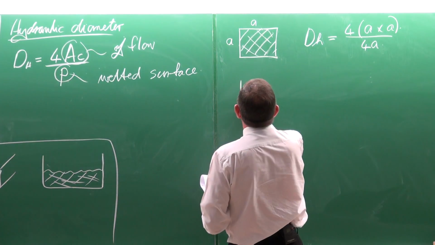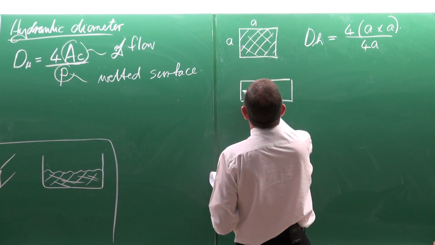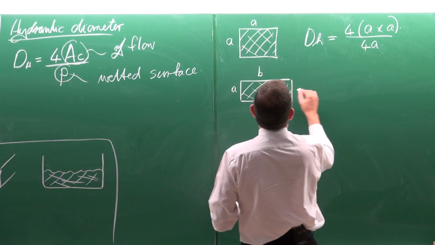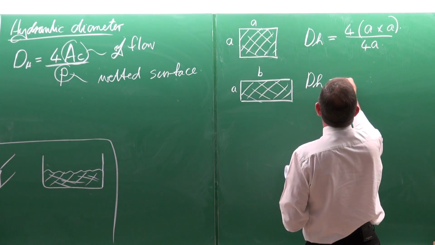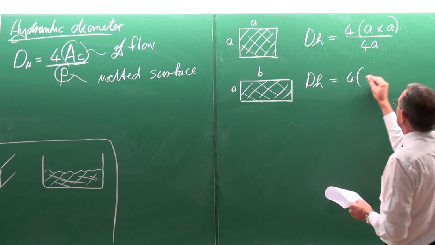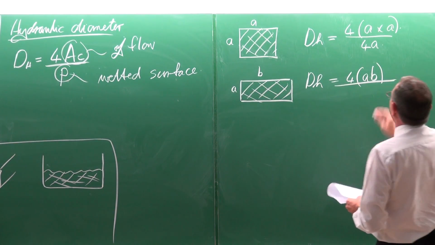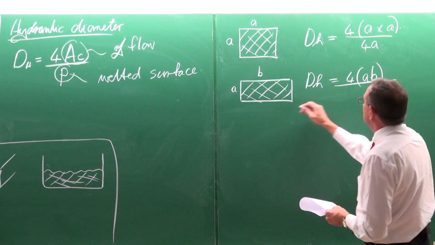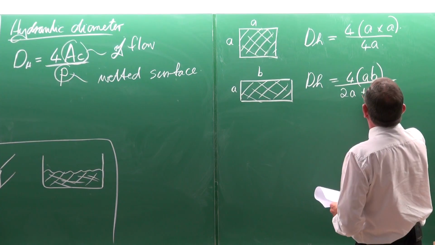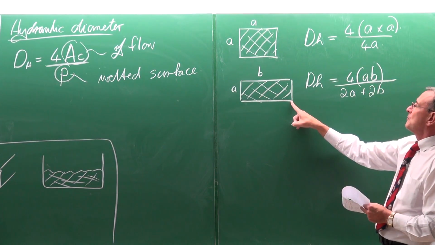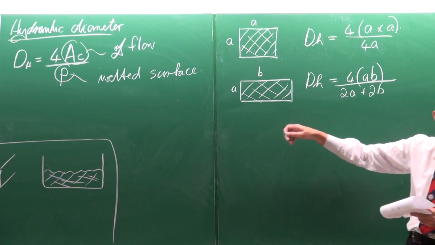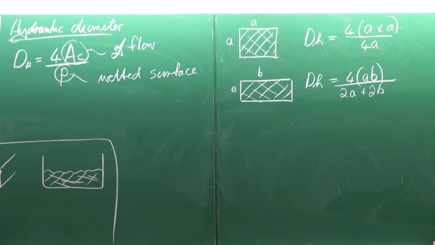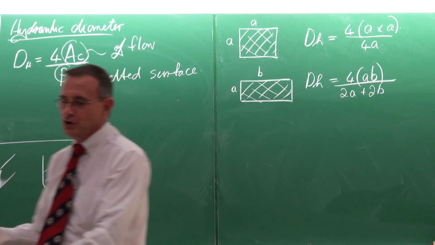If it is rectangular, A by B, and take note, I fill it up all the way, then the hydraulic diameter is going to be 4 times the cross-sectional area of the flow, which is AB, divided by the wetted perimeter: this length plus that one, plus that one, plus that one. So it is 2 times B and 2 times A. Is that clear to you?